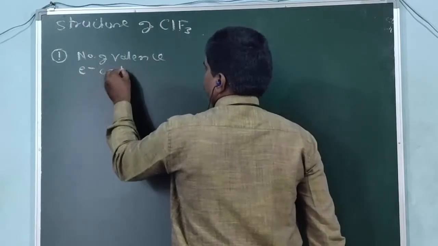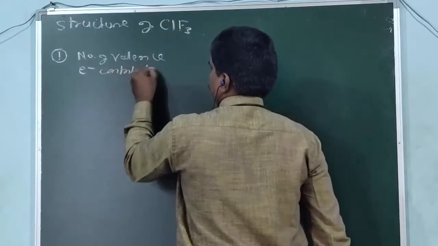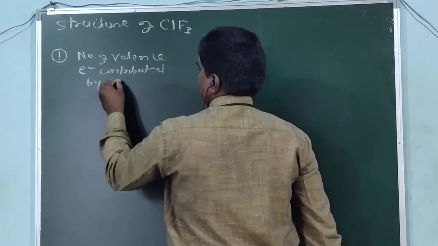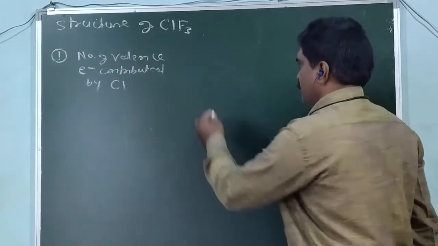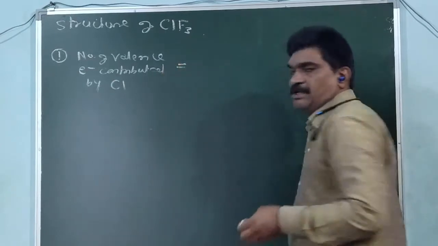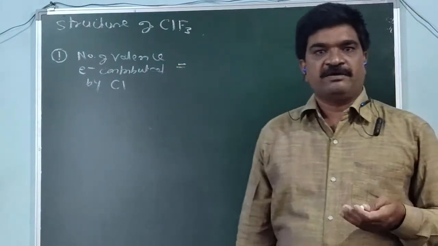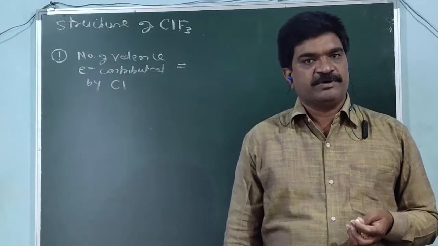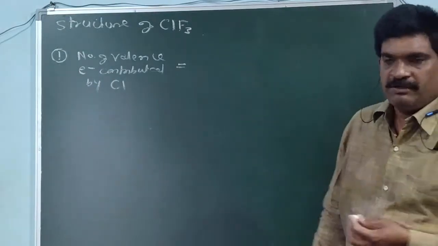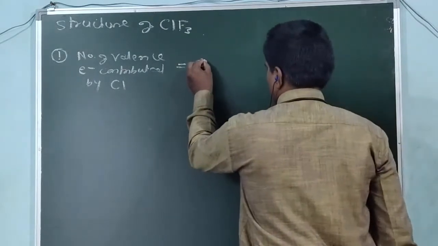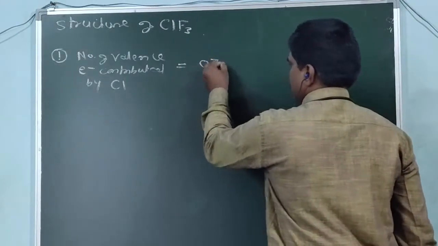contributed by the central chlorine atom, that is equal to, since we know that chlorine is present in the 7th group, so the number of valence electrons in chlorine, obviously, is 7.